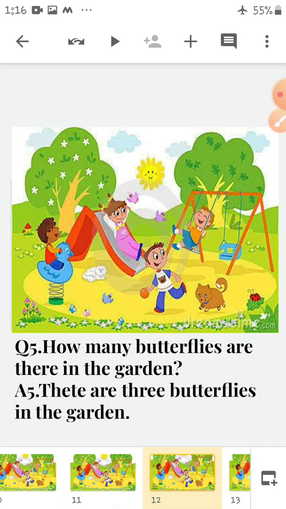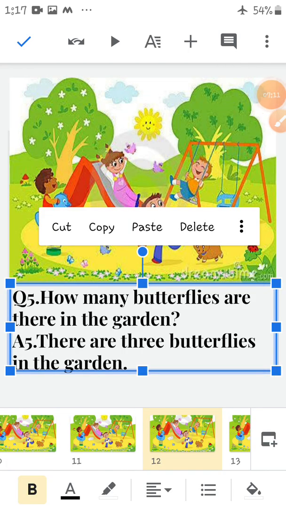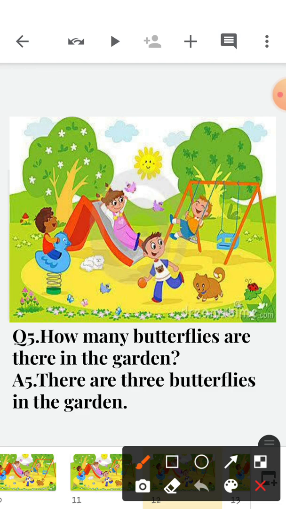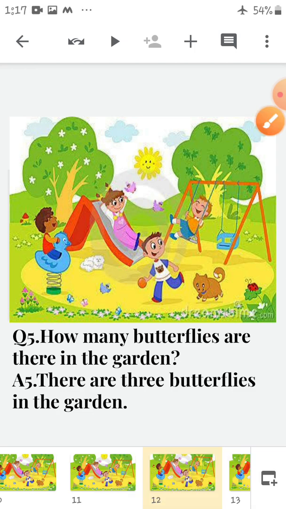Then, how many butterflies are there in the garden, children? There are 3 butterflies in the garden. Yes, children. See, 1, 2, and 3. There are 3 butterflies in the garden.